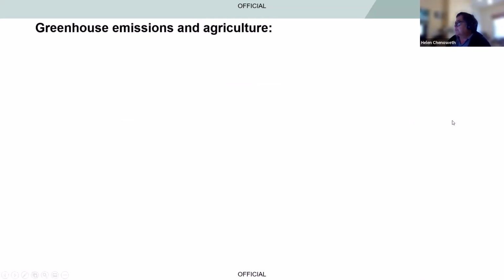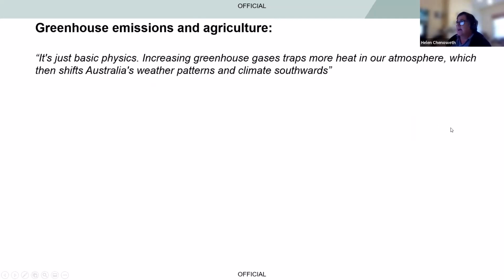First of all, I think we'll just start off at the really basic level, which is greenhouse gas emissions in agriculture. Talked about a lot, carbon dioxide and other chemicals around. It's just basic physics, as one quote's been well put together. It's not rocket science in some ways. It's been known for quite a while that greenhouse gases can have an effect on our climate. Increasing greenhouse gases can trap more heat in the atmosphere, and these things can shift weather patterns not only in Australia but right around the world.